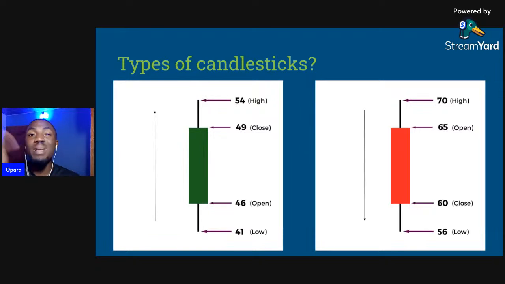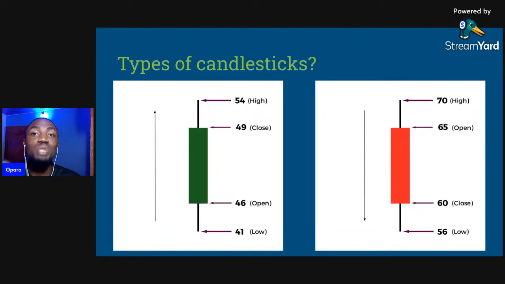Then before you know it, the price would reverse and start going upward. You can see that from $41, the price began to go up, go up, go up, and then it even surpassed the $46 at which the price began. So the price began to advance. You can see how the formation is now.